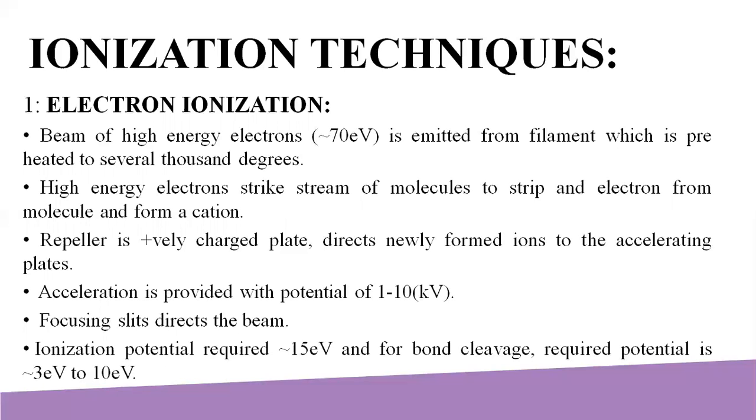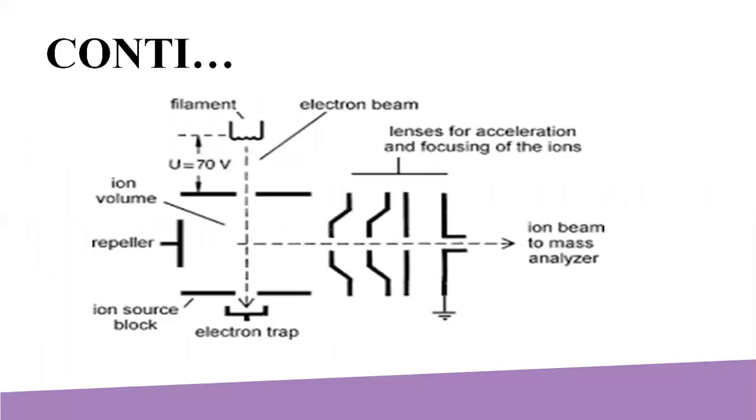Focusing slits direct the beam. The ionization potential required is 15 electron volts, and for bond breaking the required potential is 3 electron volts to 10 electron volts. Here, the filament: a beam of electrons is emitted from the filament. The repeller is positively charged. The ion volume of the electron ionization source is about 1 centimeter, and the source is very open, which means that the conductance of gas out of it is very high.